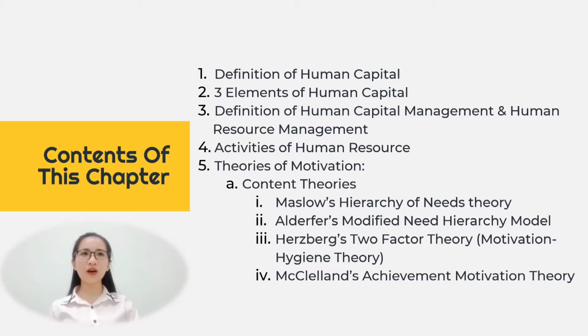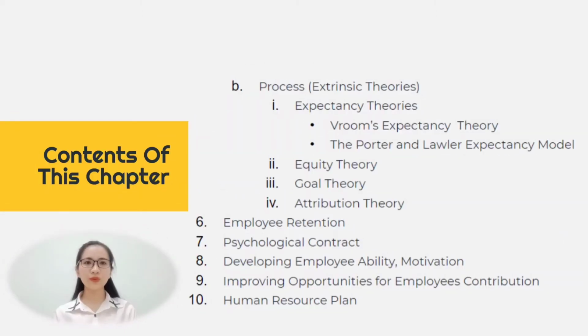motivations, which is content theories: Maslow's hierarchy of needs theory, different modified needs hierarchy models, Herzberg's two-factor theory, motivation-hygiene theories, McClelland's achievement motivation theory; process theories, which include expectancy theory, Vroom's expectancy theory, the Porter and Lawler expectancy model, equity theory, goal theory, attribution theory; the 6 employee retention, the 7 psychological contract, the 8 developing employee abilities and motivations, the 9 improving opportunities for employees' contributions.